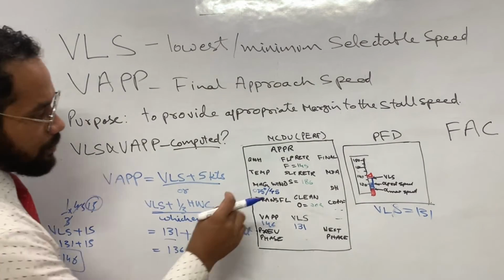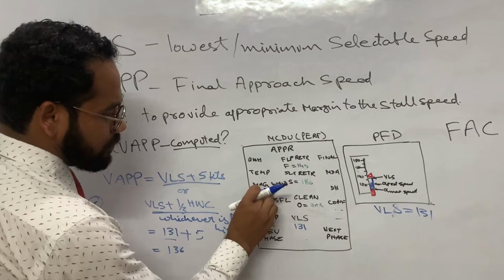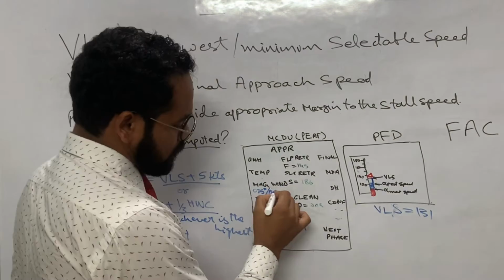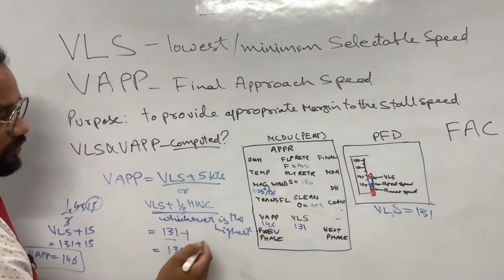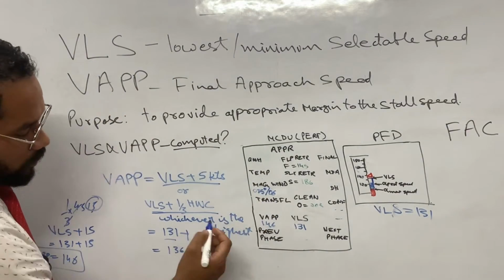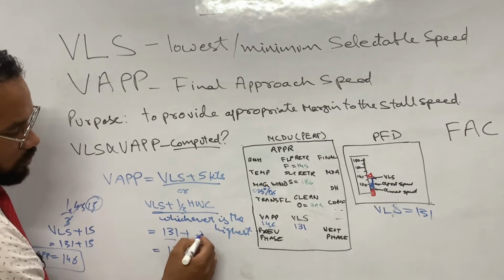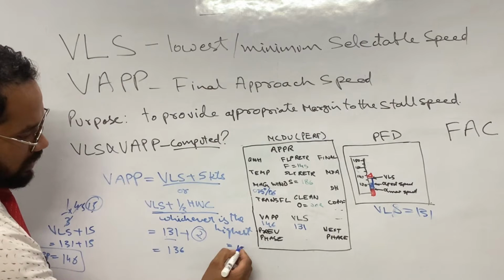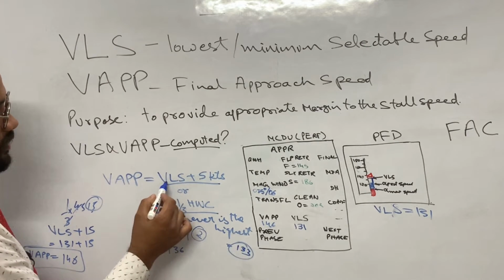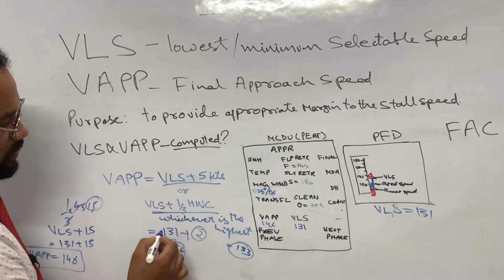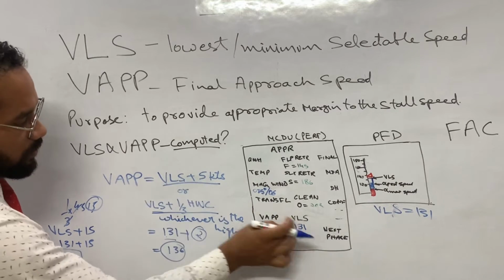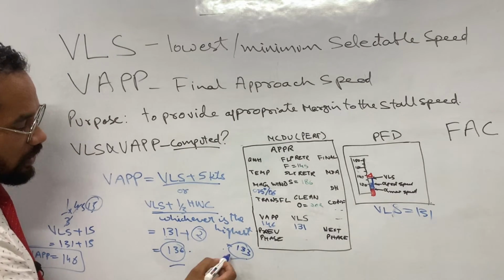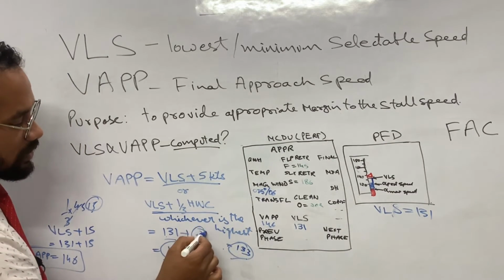So let me take another example. Suppose I am considering here, instead of this, the tower has reported the wind to be 075 degrees 6 knots. So 1/3 of 6 knots is how much? It is 2 knots. So it is coming 131 plus 2. I am getting the approach speed as 131 plus 2, which will be 133. And if I consider VLS plus 5 knots, it will come to 136, because VLS is 131, and 131 plus 5 is 136. So which one should I consider? 133 or 136? 136 should be considered. So I will not consider this case.